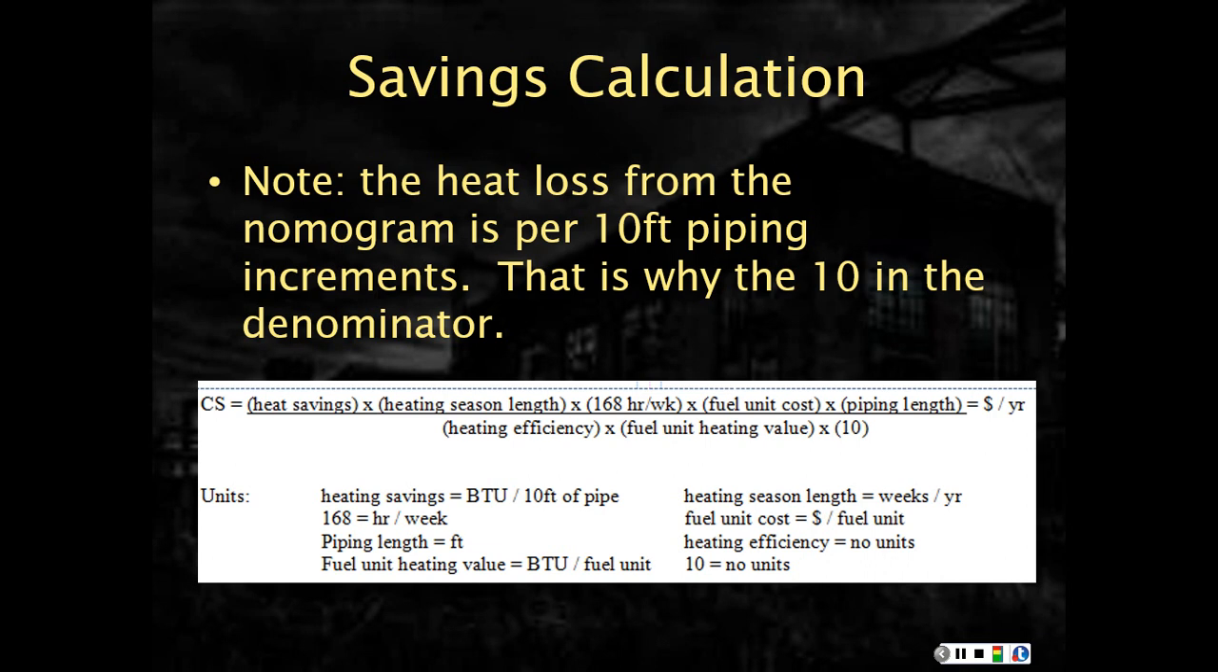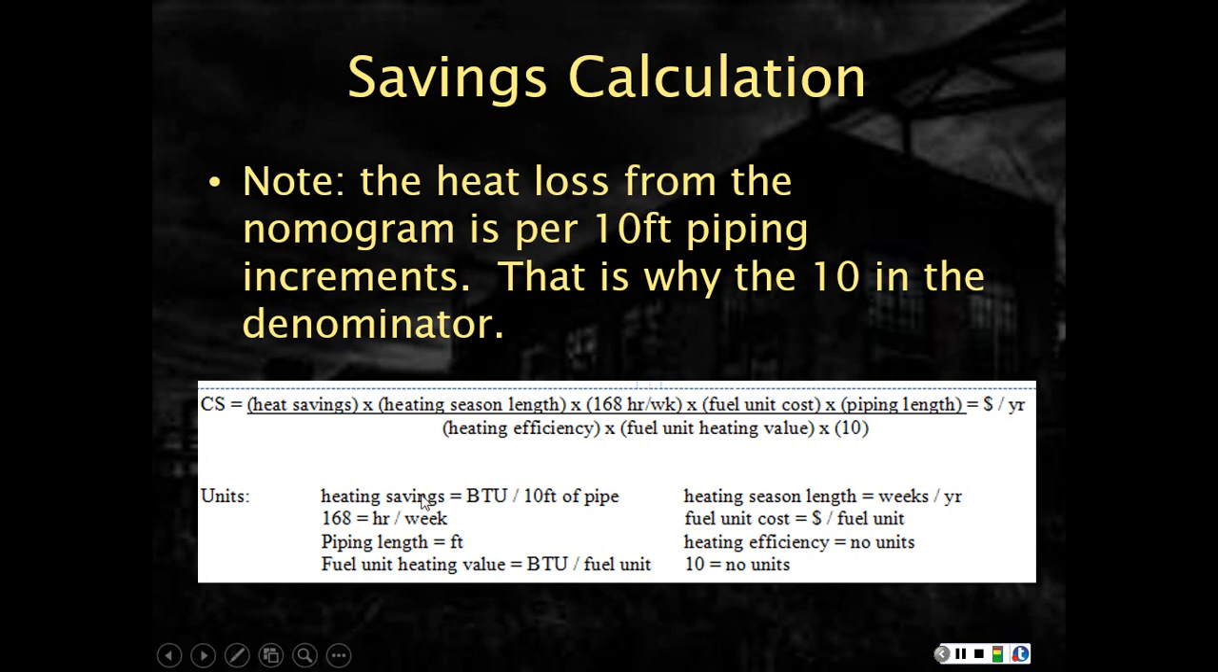So, the energy savings calculation. Again, remember that the heat loss is from a 10-foot section of pipe. That's why they put 10 in here. Because if you go out in the field and measure your full length of pipe, the heat savings that you're going to calculate is based off of every 10-foot length. So they take your pipe length and divide by 10 to make sure that comes out right.